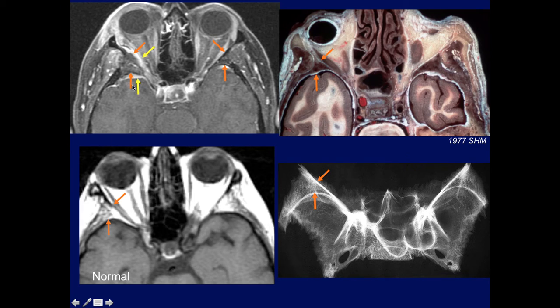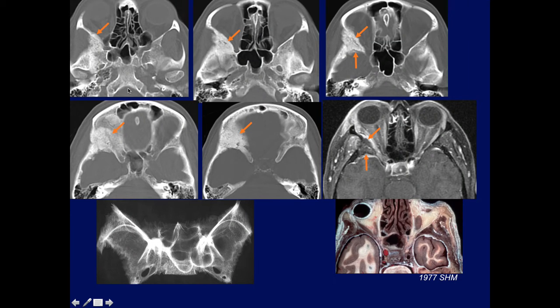So what has happened in this patient? This thin layer is the en plaque meningioma, but the major change involved the bone. Look at the tremendous expansion of the greater wing of the sphenoid compared to this side. So there's tremendous enlargement of the bone due to invasion by the meningioma, with a very thin layer of soft tissue outside the bone.